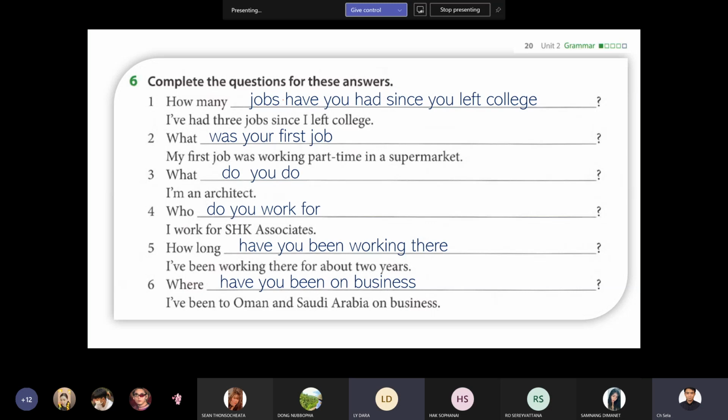How many jobs have you had since you left college? I had 3 jobs since I left college. What was your first job? My first job was working part-time in a supermarket. What do you do? I'm an architect. What do you work for? I work for SAK Associates. How long have you been working there? I've been working there for about 2 years. Where have you been on business? I've been to Oman and Saudi Arabia on business.